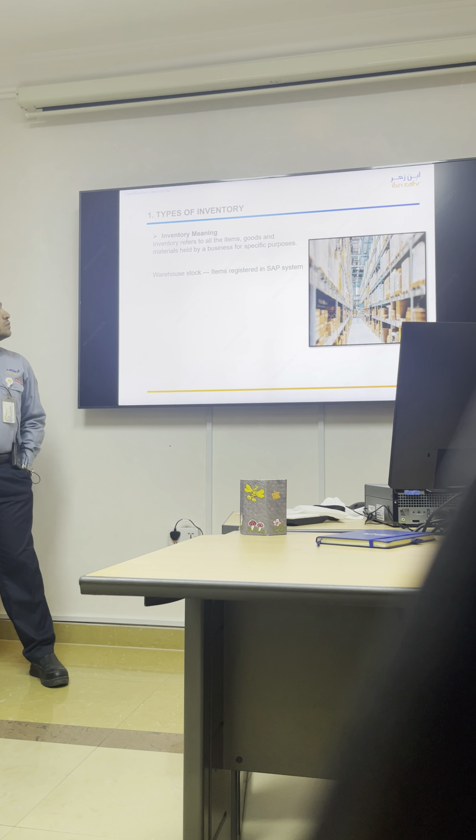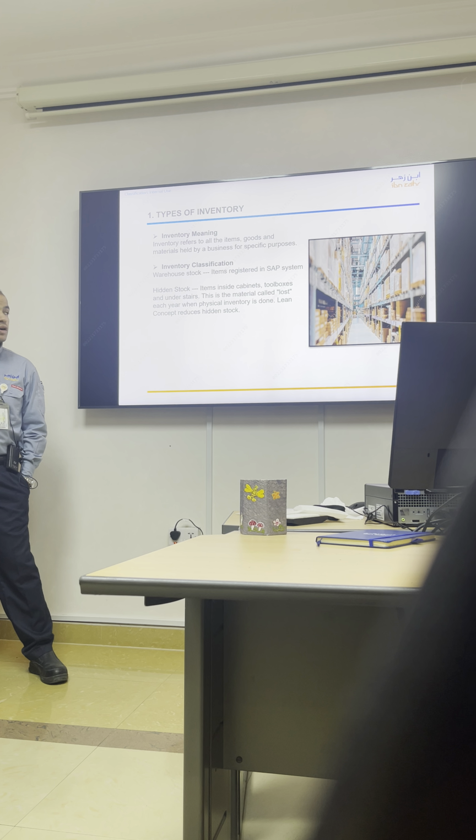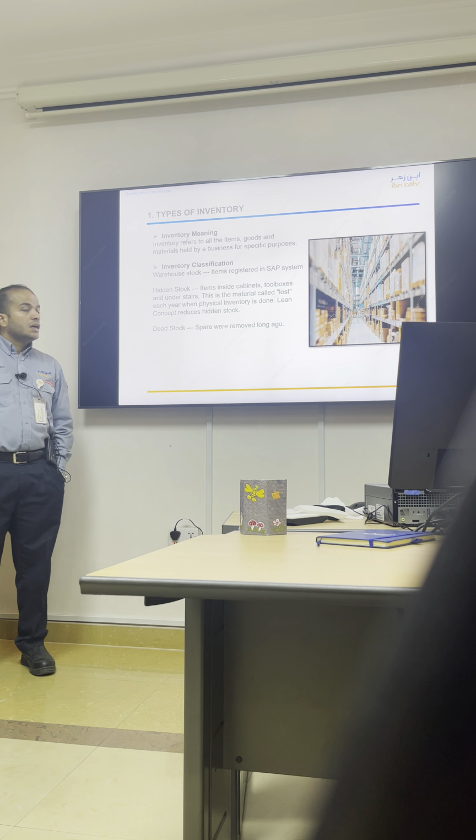First of all, the inventory meaning. Inventory refers to all items, goods, and material held by a business for a specific purpose. There are three types of stock. First one, warehouse stock. It is the normal one, with item registration and sale. Second one, hidden stock: items inside cabinets, toolboxes or under stairs. This material is called lost. Each year when physical inventory is done, the Lean concept is to reduce the hidden stock. And the next one, dead stock, related to spare parts that were removed a long time ago.